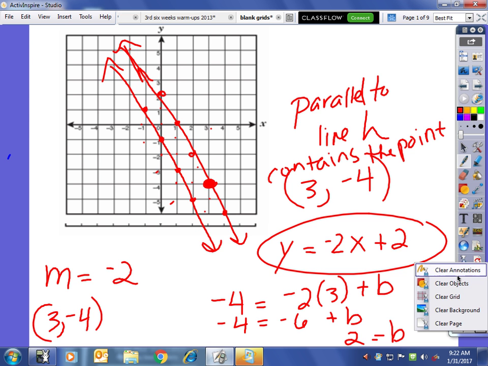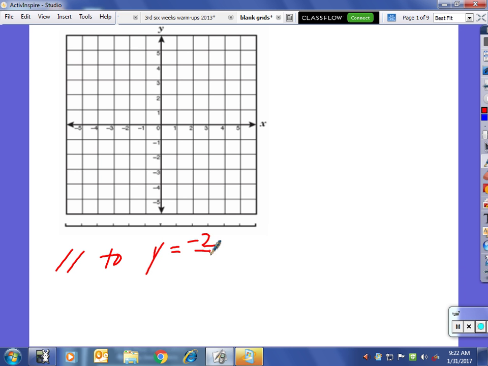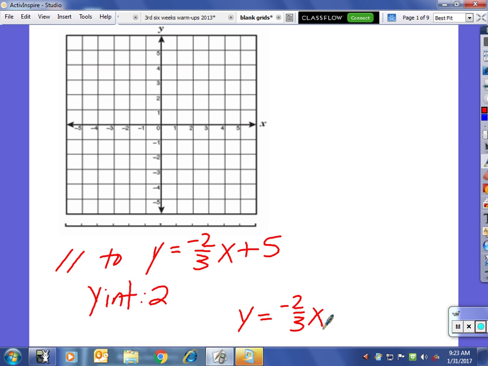Here's one that's really easy. Let's see if you can figure this one out. I'm thinking of a line that is parallel to y equals negative 2/3 x plus 5. And the line I'm thinking of must have a y-intercept of 2. So do you have to do any math here? Not really. You just have to know what parallel lines have in common. So what equation am I thinking of? Y equals negative 2/3 x plus 2. Because parallel lines have the same slope, but they have different y-intercepts. So if I tell you the y-intercept, that makes your life really easy.